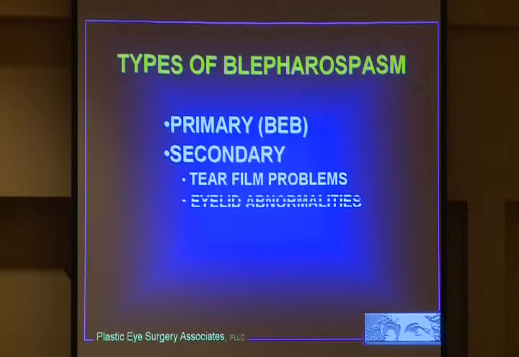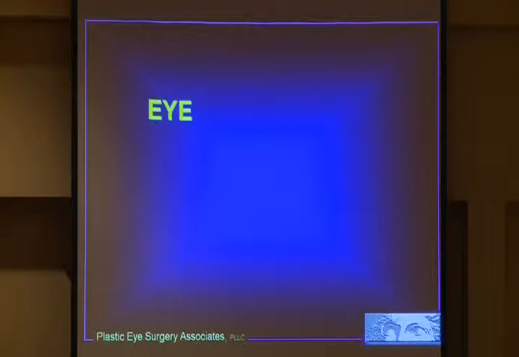So we're really going to talk about how secondary tear film problems contribute to primary benign essential blepharospasm, again along the same lines as everybody else has been talking about, and then talk about different treatment options. So here is my simplistic view of this world.